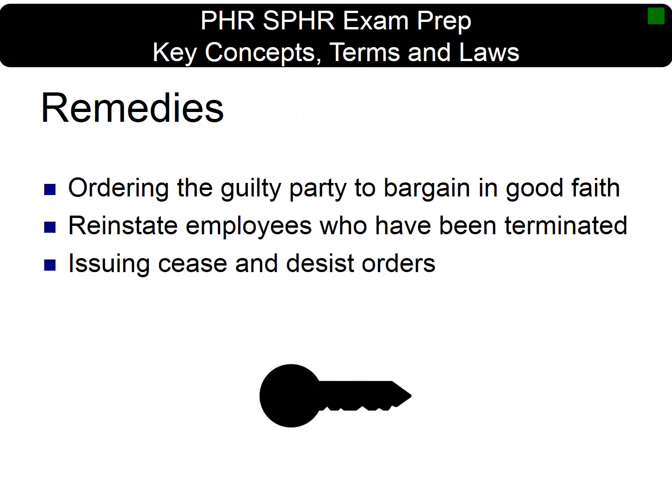When the NLRB finds an employer or union guilty of unfair labor practices, it has the authority to remedy the problem. Three of its most common remedies include ordering the guilty party to bargain in good faith, reinstating employees who have been terminated, and issuing cease and desist orders.